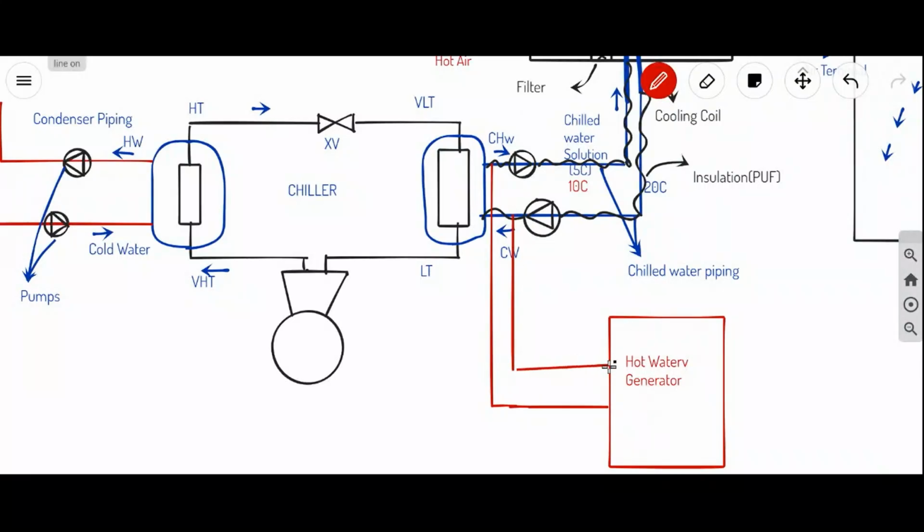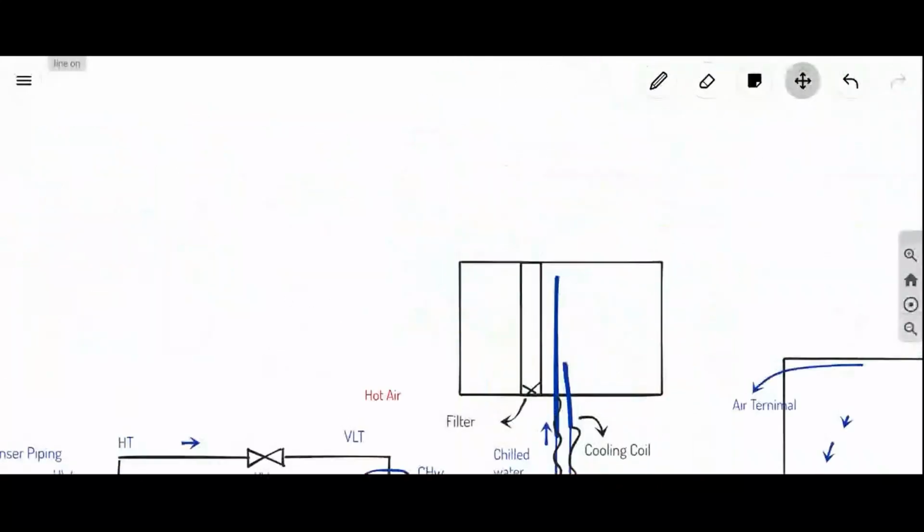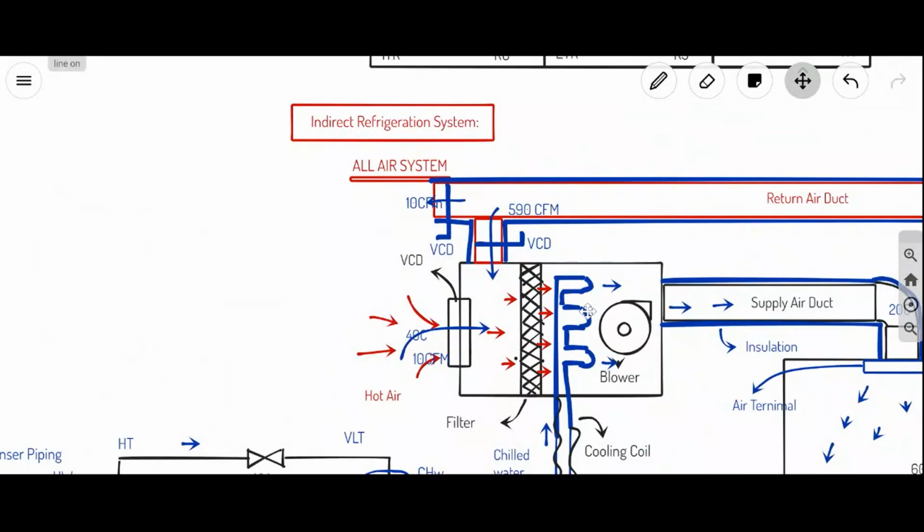The hot water generator heats the air. Here this cooling coil will become a heating coil. In some systems the heating coil will be different and the cooling coil will be different. In some systems, the heating coil and cooling coil both will be the same, according to the climate.